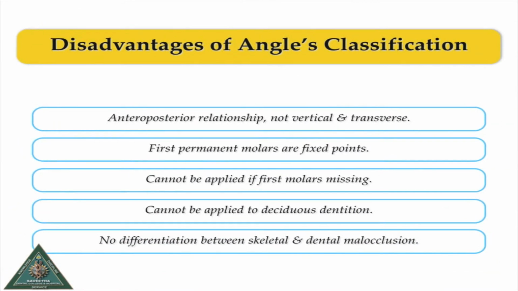Disadvantages of Angle's classification. Only the anteroposterior relationship has been considered. The first permanent molars are considered as fixed points. It cannot be applied if the first permanent molar is missing. It cannot be applied for deciduous dentition. There is no differentiation between skeletal and dental malocclusion.